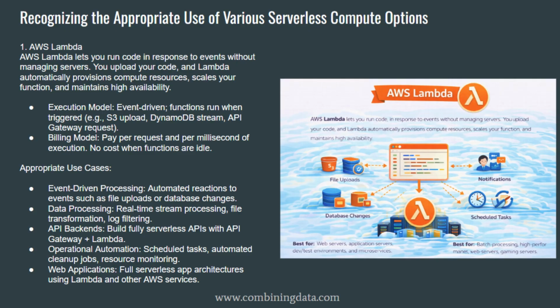Common Lambda use cases: automatically resizing images when users upload photos, processing streaming data in real time, building serverless REST APIs with API Gateway, running background jobs like cleanup tasks or notifications, automating operational actions such as responding to CloudWatch alarms. Exam tip: if the question mentions events, automatic scaling, pay-per-execution, or no servers to manage, Lambda is usually the answer.